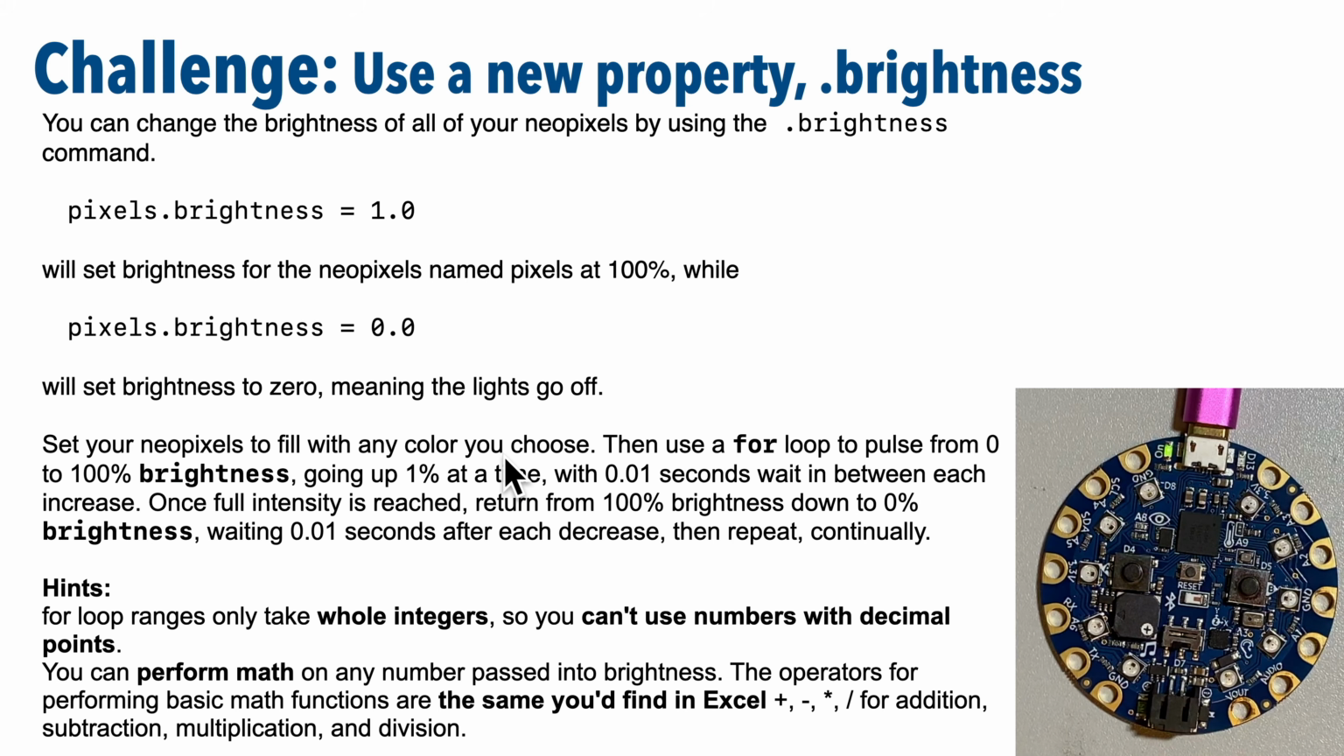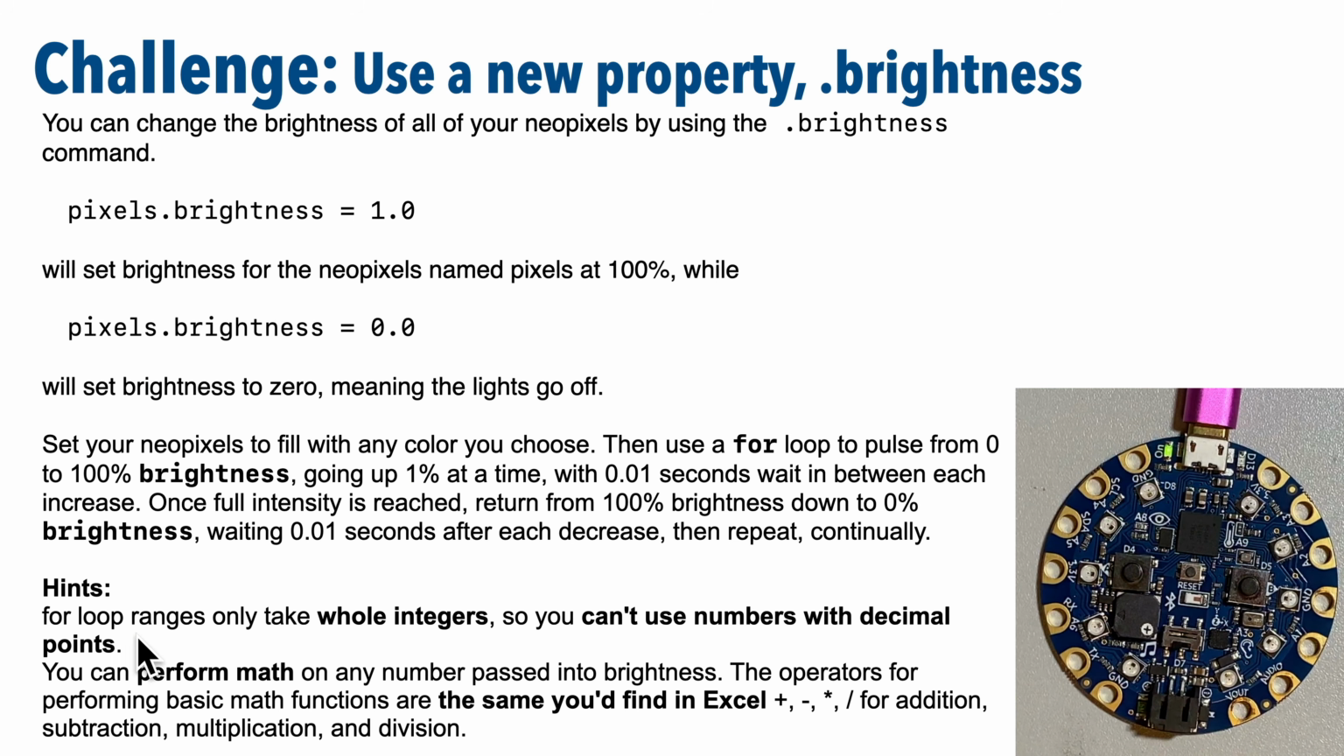Now in this challenge you can fill in with any color you'd like. You'll see that I use blue in this demonstration, but then use a for loop so that you pulse from 0 to 100% brightness, going up 1% at a time and waiting 1/100th of a second after each increment. So this is a smaller time increment than we've ever used before. Now once you're at full intensity, then you want to return from 100% back down to 0%, waiting 1/100th of a second after each percentage decrease in brightness. Then you want to repeat this continually, so pulsing up and then down, full brightness, then off, full brightness, then off.